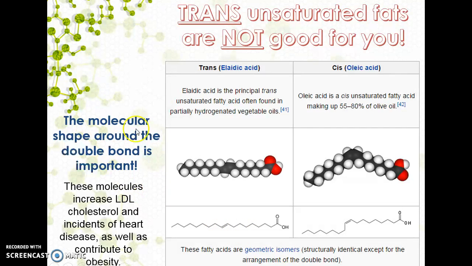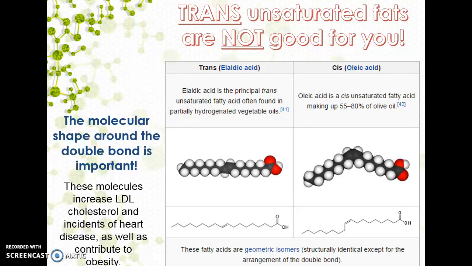The molecular shape around the double bond is very important because trans fats, which are not good for you, increase your LDL cholesterol. This can make your incidence of heart disease increase, and it also contributes to obesity. So these types of fats increase your risk for any kind of heart disease, and they also contribute to obesity. So not a good thing. You want to try to avoid anything that's partially hydrogenated. You can see right on the label whether it has trans fats or not.